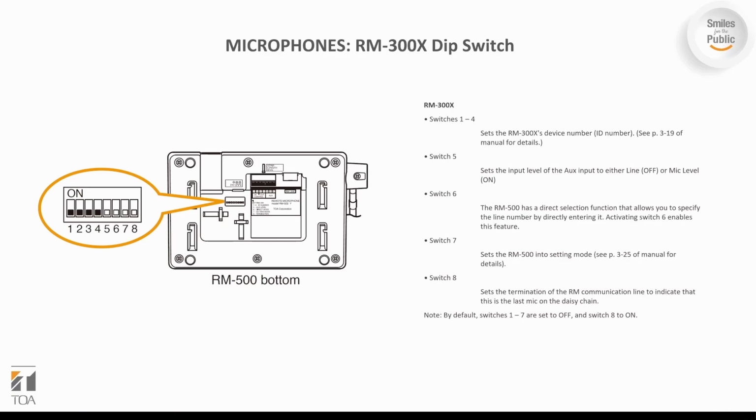Switches 1 to 4 set the RM500's device number. Switch number 5 sets the input level of the aux input to either line or mic level. Switch number 6 allows you to enter directly the zone number which you want to page. Switch number 7 sets the RM500 into setting mode. And finally, switch number 8 sets the termination of the RM communication line for this microphone. By default, switches 1 to 7 are set to off, and switch number 8 is set to on.